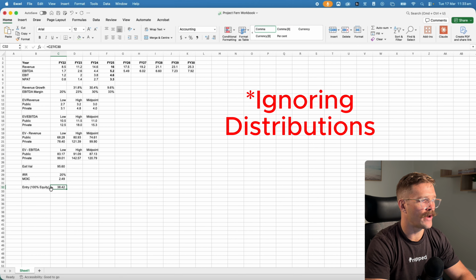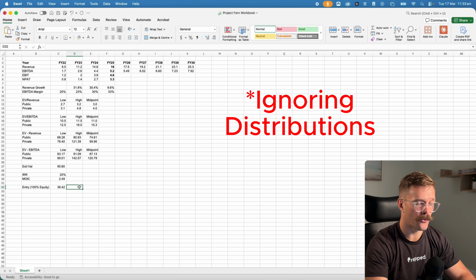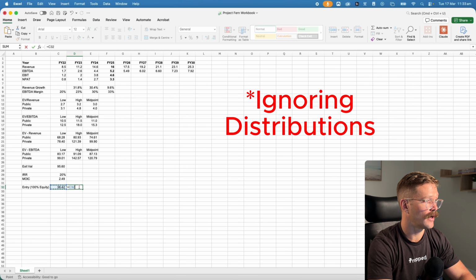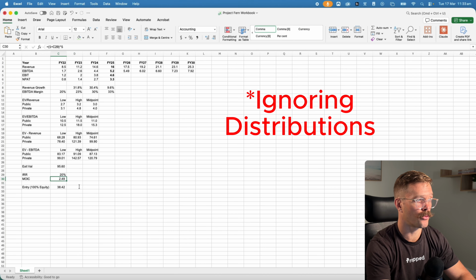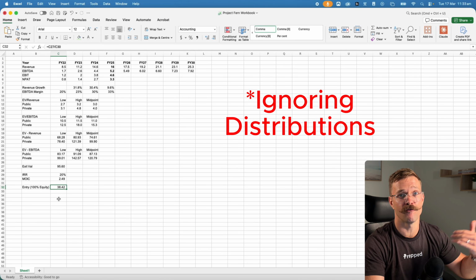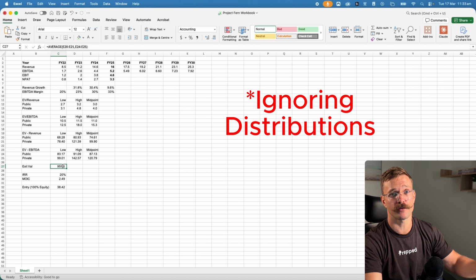So as we can see, if we entered in at 38.42, after 5 years, if we exited at 95.6, then we would have a multiple on invested capital of about 2.5. So basically, we've 2.5'd that investment by exiting at that value.